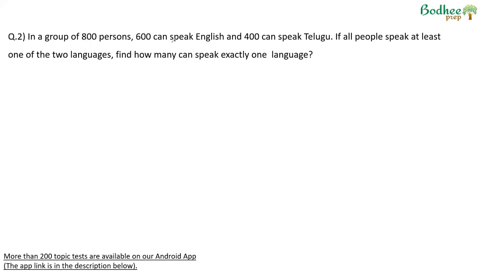In a group of 800 persons, 600 can speak English, 400 can speak Telugu. If all people speak at least one of the two languages, how many people can speak exactly one language? 800 people, 600. Okay, so what we can do is rather than drawing the Venn diagram, let us stick to the formula. N of A union B is equal to N of A plus N of B minus N of A intersection B.